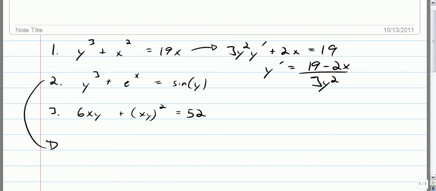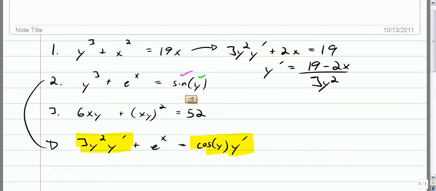Second one here, derivative of the left with respect to x, 3y squared y prime. Derivative of e to the x is e to the x. Derivative of sine of y with respect to x, well, the derivative of the outer is cosine. The derivative of the inner is y prime. I'm just going to take both my terms with y prime, get them on the same side, and factor it out.